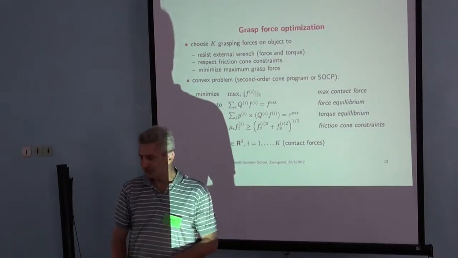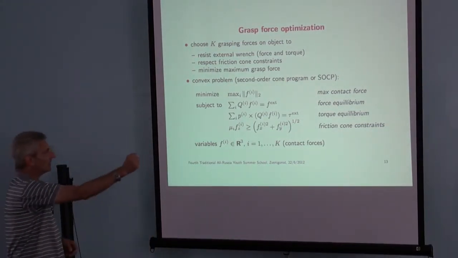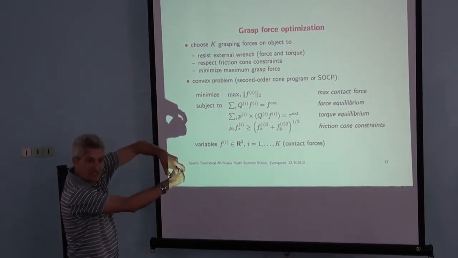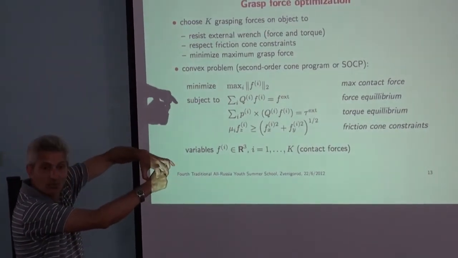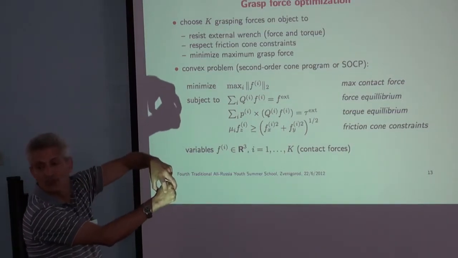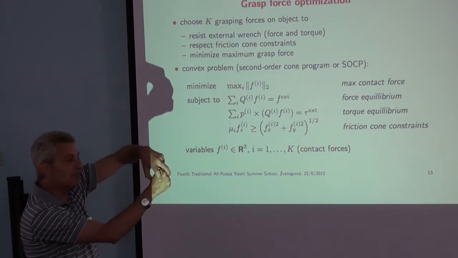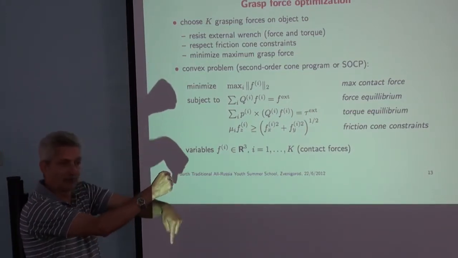Okay, next one is from robotics. So here you have something you're going to grasp, and you're going to grab it with contact points, and then you're going to put a force on each of the contact points. And then what you want to do is resist an external force and torque. And it could be as simple as just the dead weight of the mass. So there's no torque and there's just a gravity force, right?